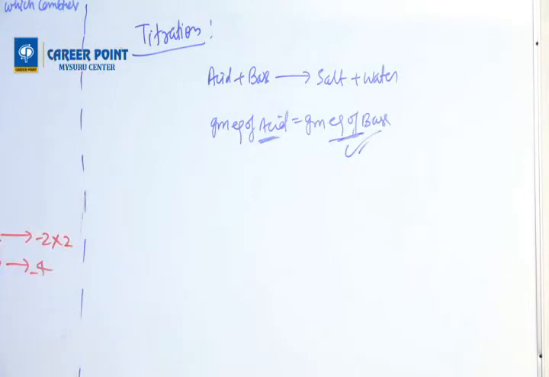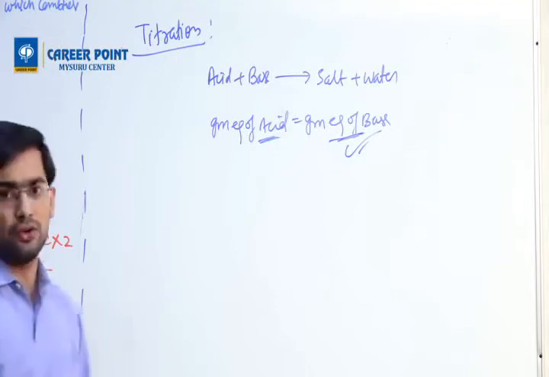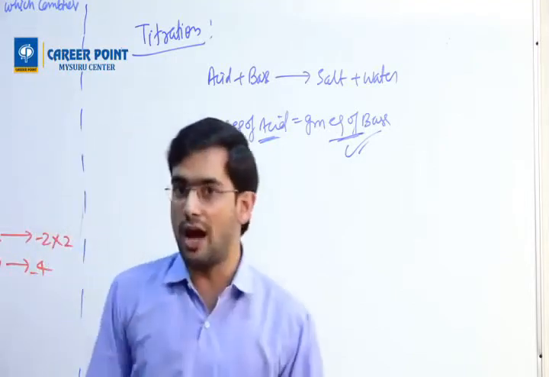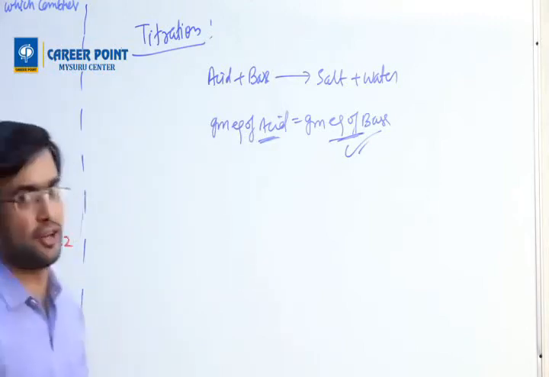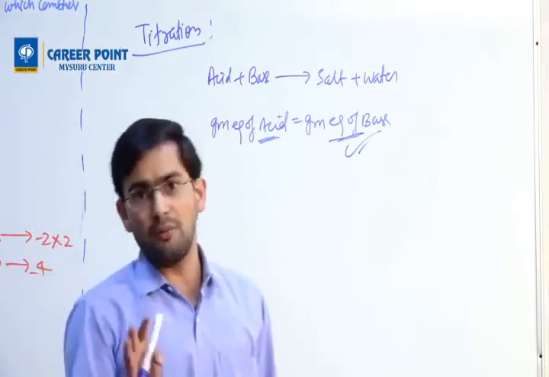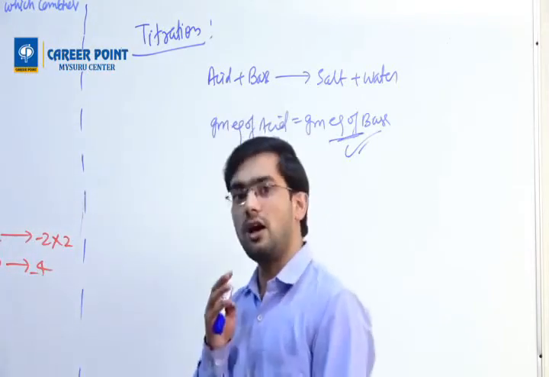So in case of titration, shouldn't it be minus 4? No, N factor will always be a positive value. It is not a negative value. N factor will always be a positive value. It can be an integer, it can be a fraction, but it cannot be a negative value. N factor is always a positive value.